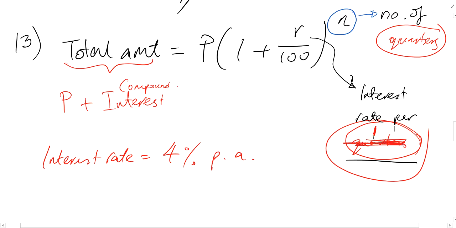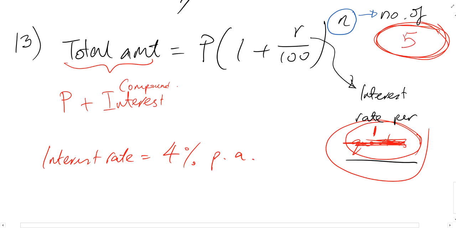Then if the question tells you, find the total amount after 5 quarters. So they don't tell you it is after 1 year. They say after 5 quarters. So what's your number of quarters over here? How many quarters would that be? 5, yeah. Because they say 5 quarters.